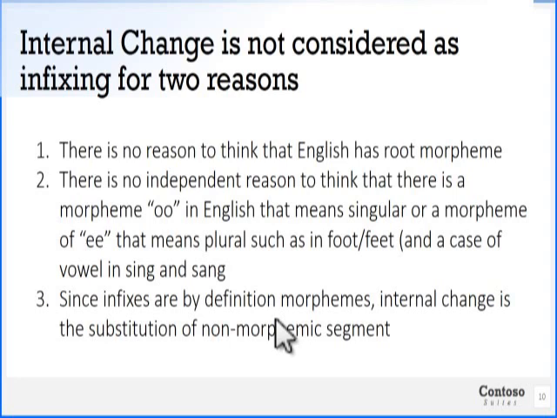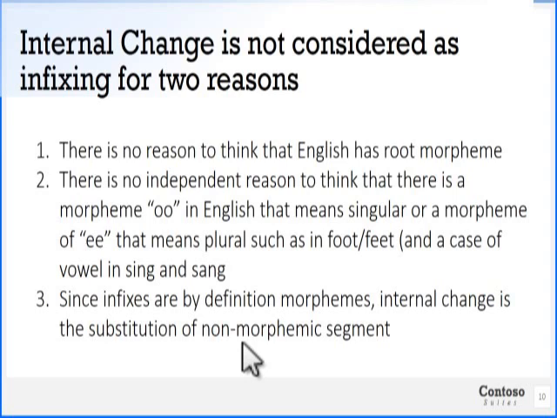There is no reason to think that English has a root morpheme. And the second reason is there is no independent reason to think that there is a morpheme o in English that means singular, or a morpheme e that means plural, such as in foot and feet, and the case of the vowel in sing and sang. There is no exact regulation, no exact rules. And since infixes are by definition morphemes, internal change is only the substitution of a non-morphemic segment.